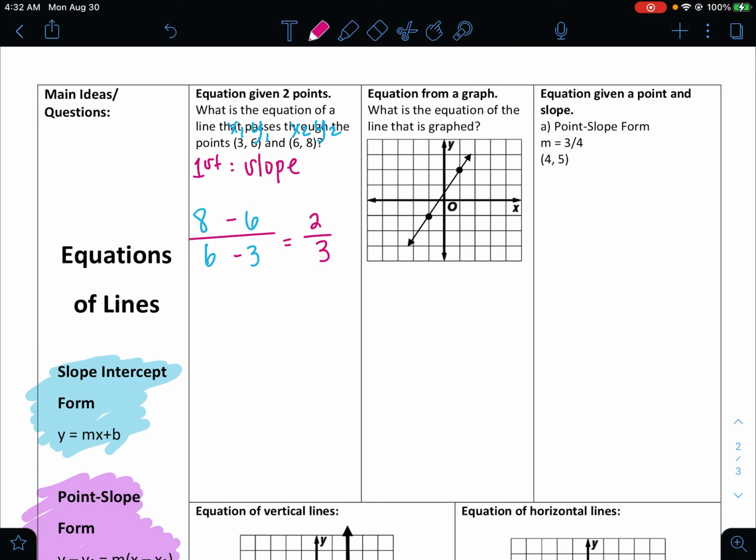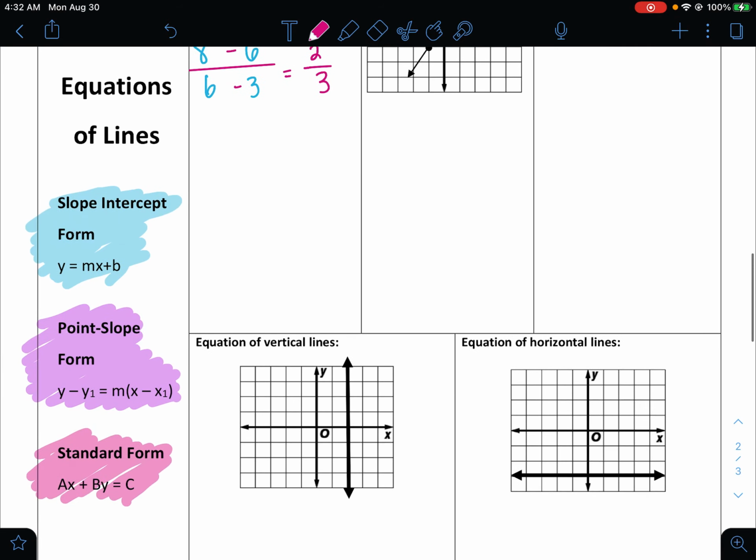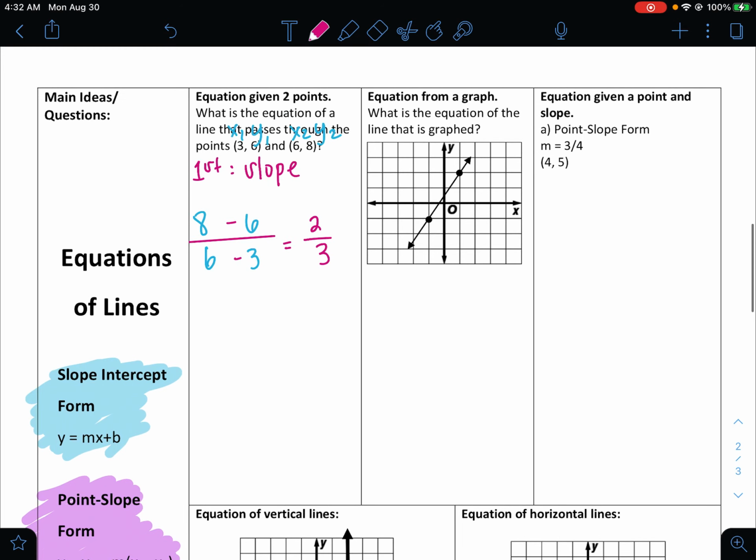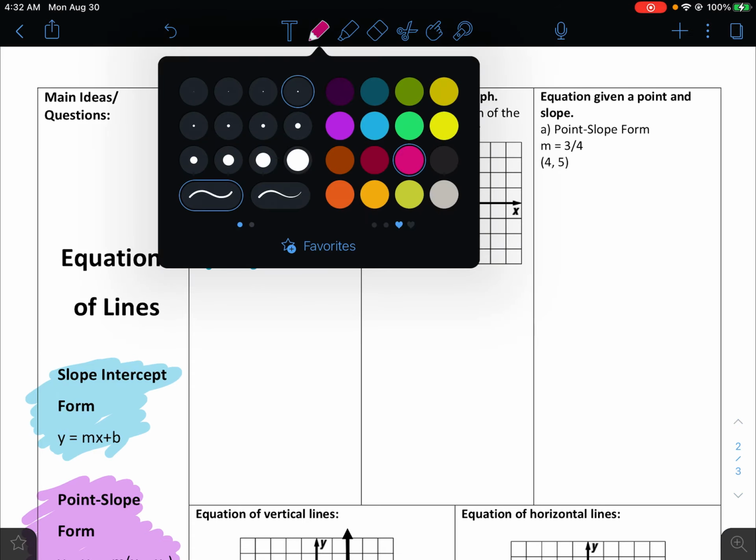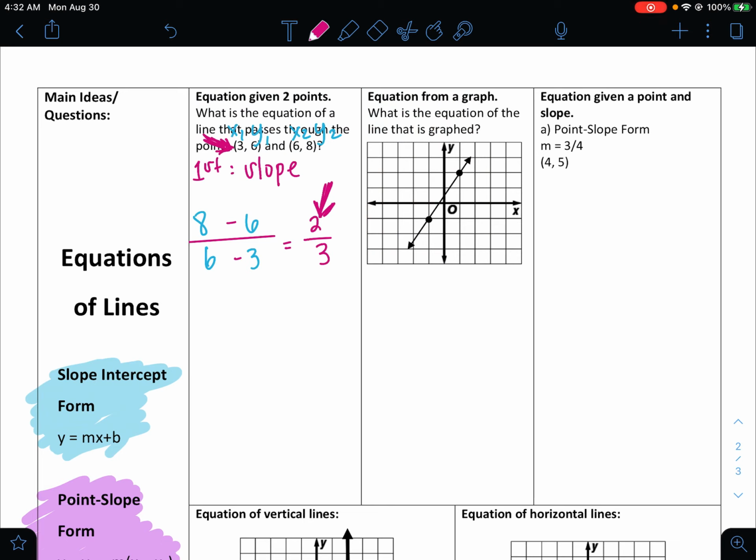Now you need to decide, are we going to use slope-intercept form or point-slope form? We're going to use point-slope form because we have the slope here and we have a point here. So let's use point-slope form. That's going to be y minus y1 equals m times x minus x1.